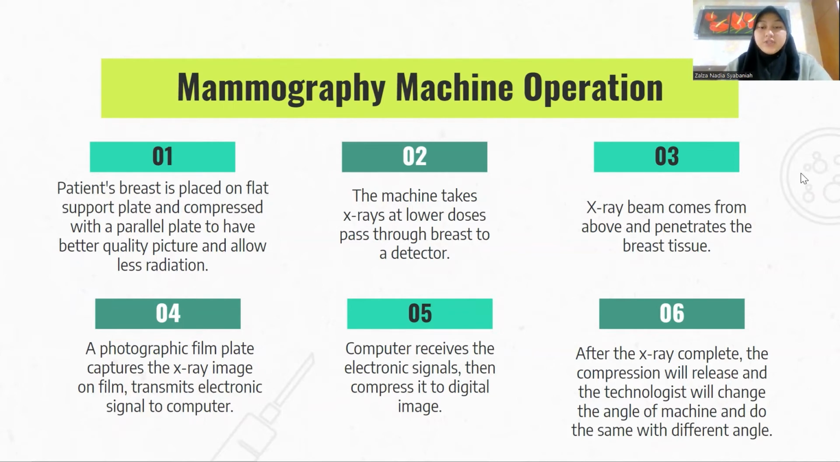And then the computer receives the electronic signals and then converts them to a digital image. After the X-ray is complete, the compression will release and the technologist will change the angle of the machine and do the same with the different angle.